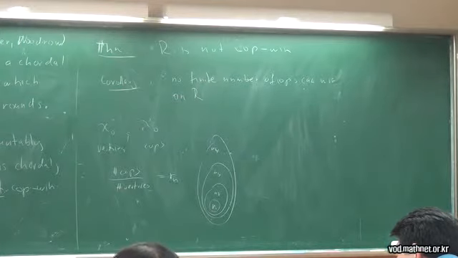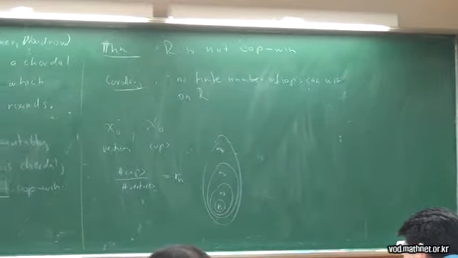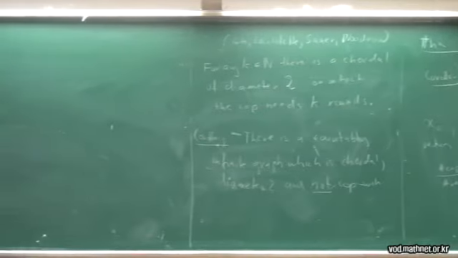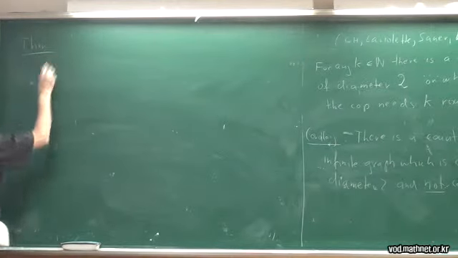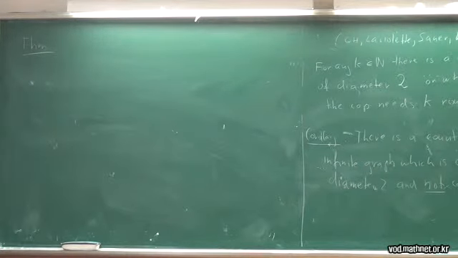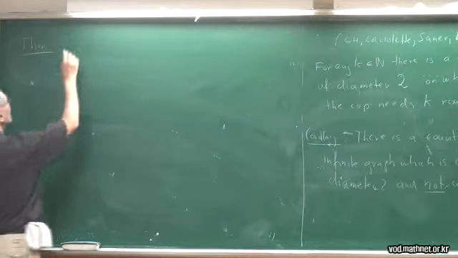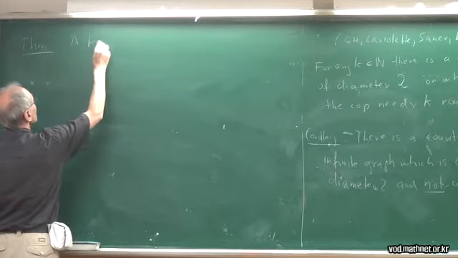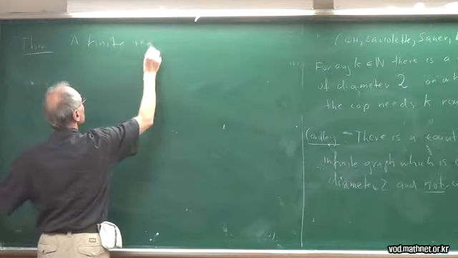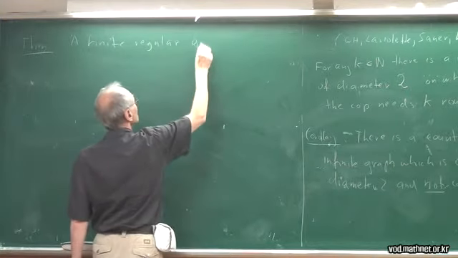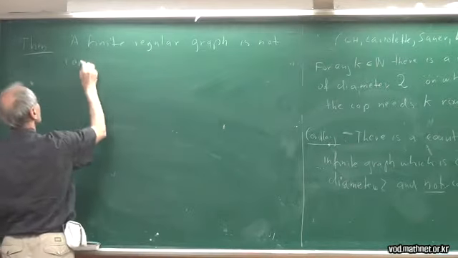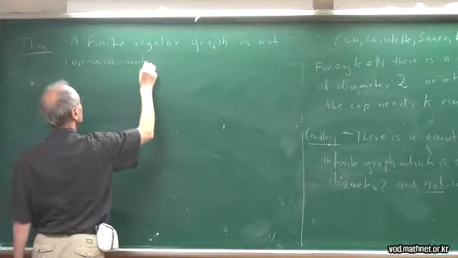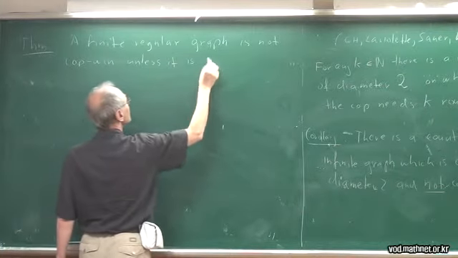So here's one other weird thing. Here's an exercise which is amusing. I call it a theorem, but in the paper of Nowakowski and Winkler, it's a remark on the side. For our benefit, I call it a theorem. A finite regular graph is not cop-win unless it is complete.